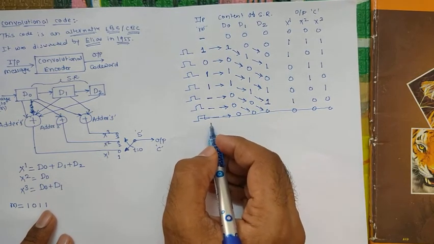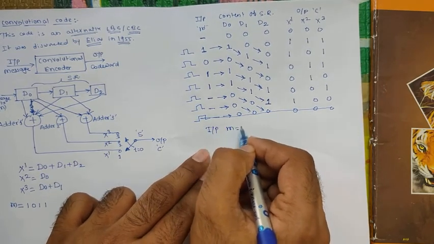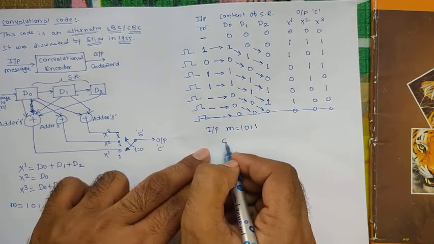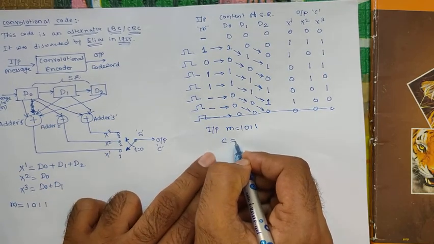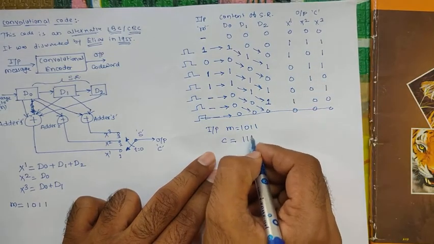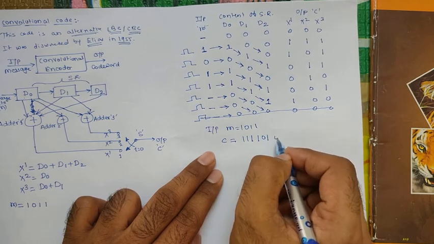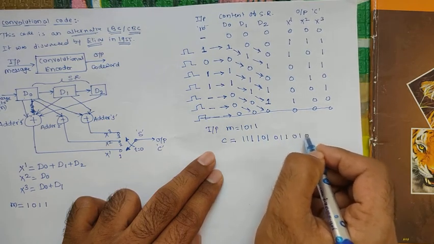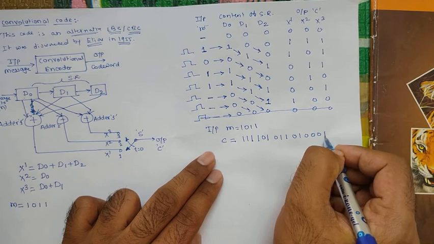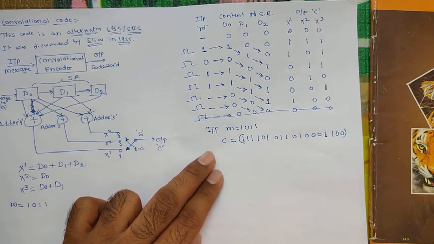So what will be the output here? For input m equal to 1011, we are getting the output code word C, which is, for 1 we have got the output 111. Then for 0 we got the output 101, 011, 010, 001, 100. So this is our final convolutional coded output. This is all about the working of convolutional code.